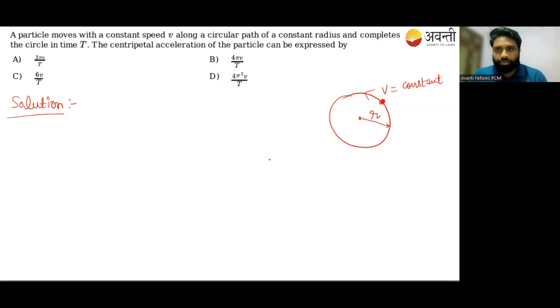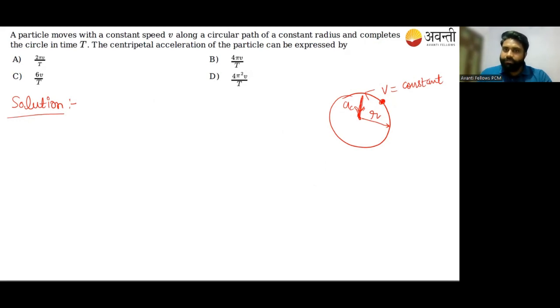Constant speed means there is no tangential acceleration. The only acceleration present here is the centripetal acceleration, which is acting towards the center. So this is the direction of centripetal acceleration. In circular motion, centripetal acceleration always acts towards the center of the circle.